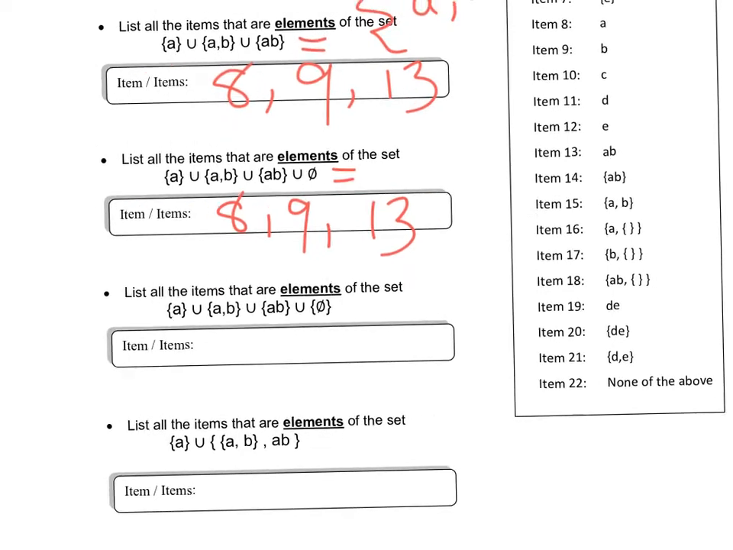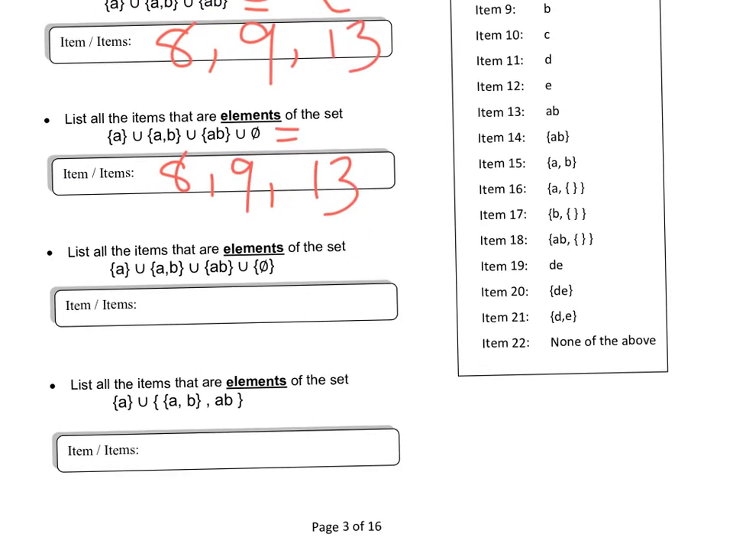As we move up a bit, now I need to take a look at this set. So I have A unioned with A comma B, unioned with AB, unioned with the empty set. So I guess the only new thing in here is this AB, right? So now our set actually equals the set. We've got an A, we have a B, and we have an AB.